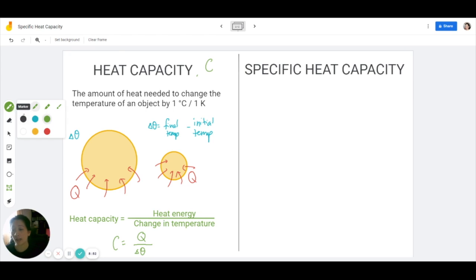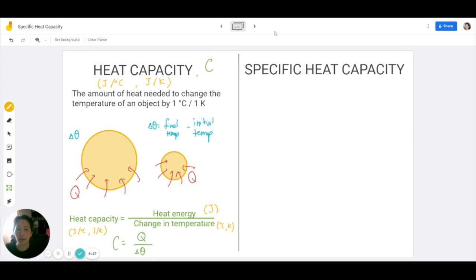So the unit for heat capacity can be expressed based on this formula. So Q, as we know, is heat energy, and that's joules, of course. Change in temperature can be degrees Celsius or it can be Kelvin, which means that heat capacity is expressed as joules per degree Celsius or joules per Kelvin. Let me write it over here. So it's joules per degree Celsius or joules per Kelvin.